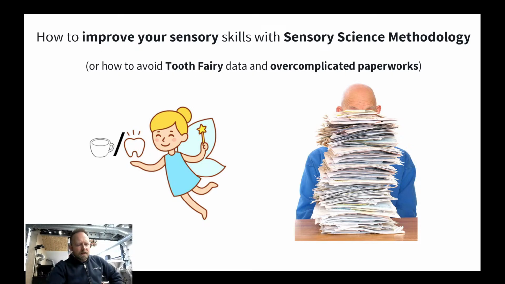I just want to get a bit deep in sensory methodology as it's done in the general community of coffee, and particularly for coffee roasters. As you can see on this slide, it says how to improve your sensory skills with sensory science methodology, or how to avoid tooth fairy data and overcomplicated paperwork.